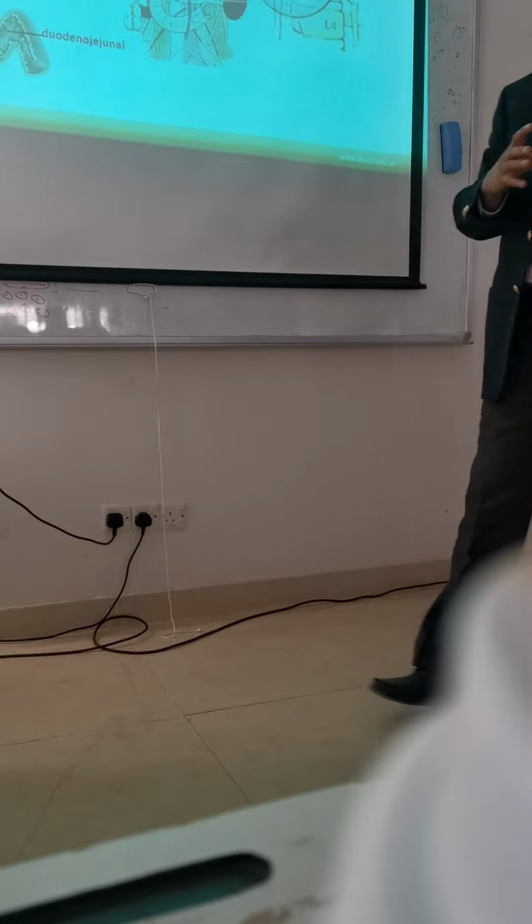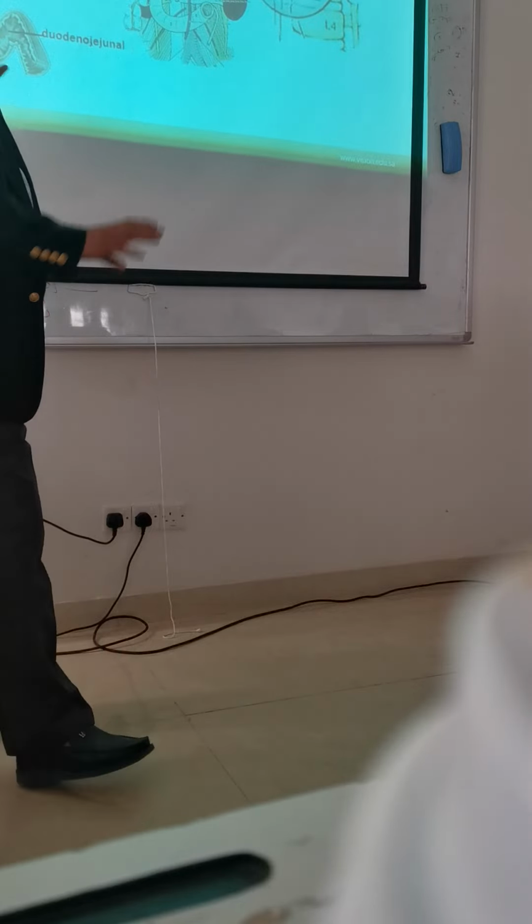It receives the opening of the bile and pancreatic duct, the hepatopancreatic duct, which receives the juices from the liver and the pancreas. Now, the parts of the duodenum. The duodenum has 4 parts.